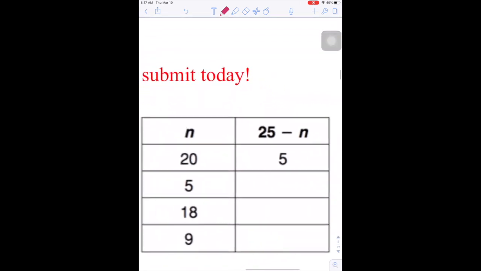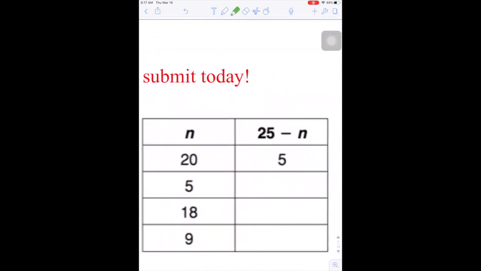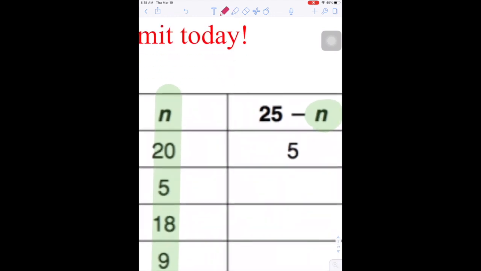All right, a little easier one for the second one. We are going to take whatever's in the n column and subtract it from 25. So each time I'm going to start with 25. For the example here, they did 25 minus what's in the n, and they got the answer of 5, which fits.